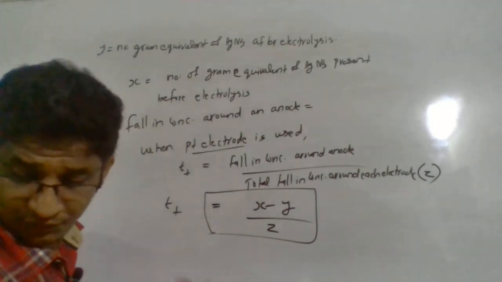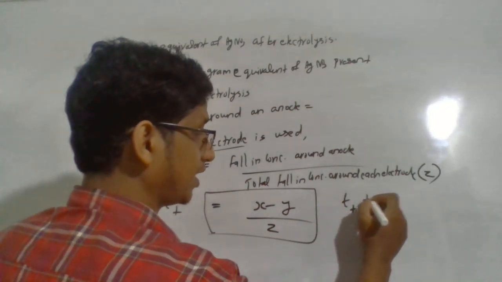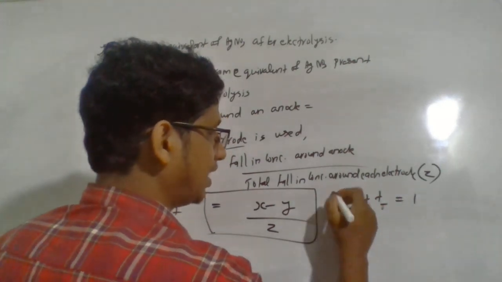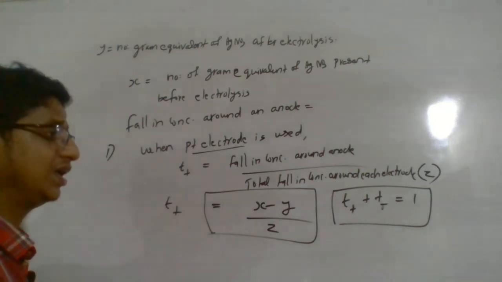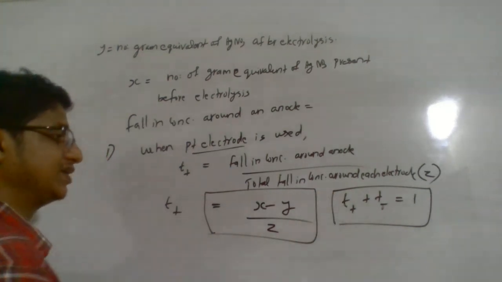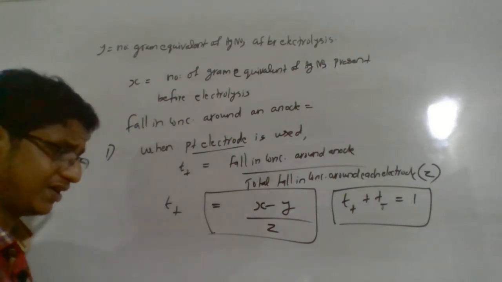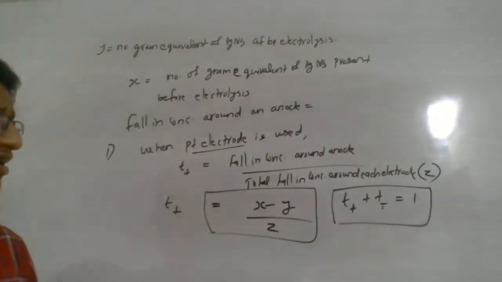So if you find the transport number of the cation, you can easily find the transport number of the anion as well, because T plus plus T minus will always be equal to 1. If you got T plus, then 1 minus T plus will give you T minus as well. So remember, having written X and Y, don't get confused about what this is all about.